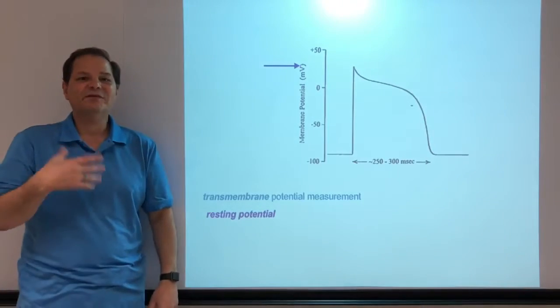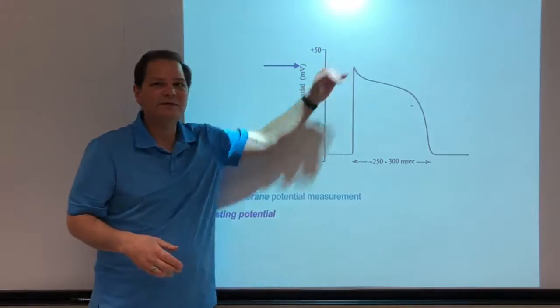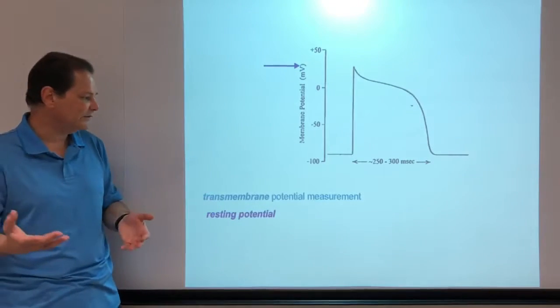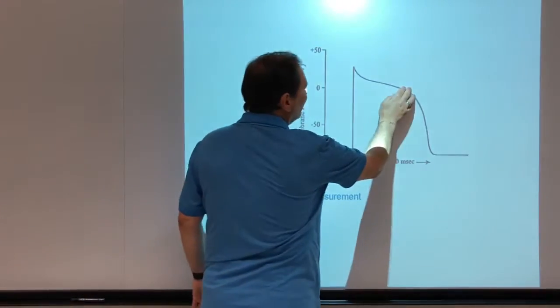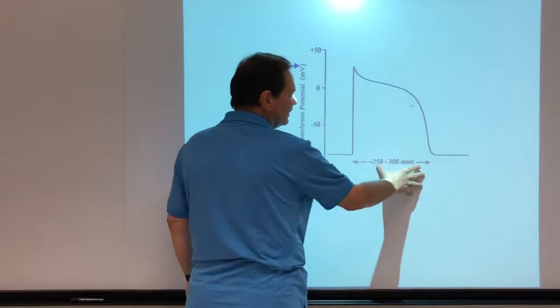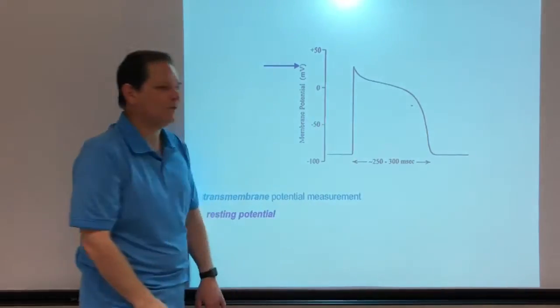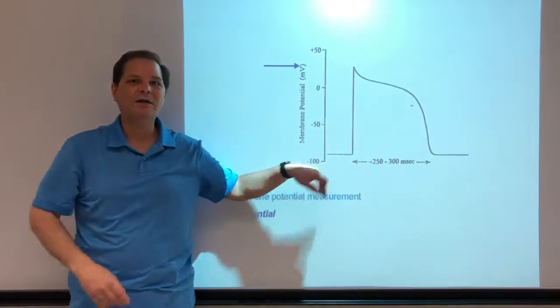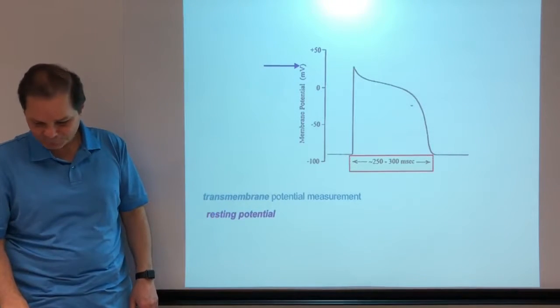Don't worry about the details of how that happens at the moment. Just know that that's what this means. The inside is becoming positive relative to the outside, okay? We then have what's called a plateau phase. This is largely due to the influx of calcium, which I'll explain in a second. And then the membrane voltage returns back toward rest, and we're back where we started, and the membrane is ready to fire another action potential, okay?